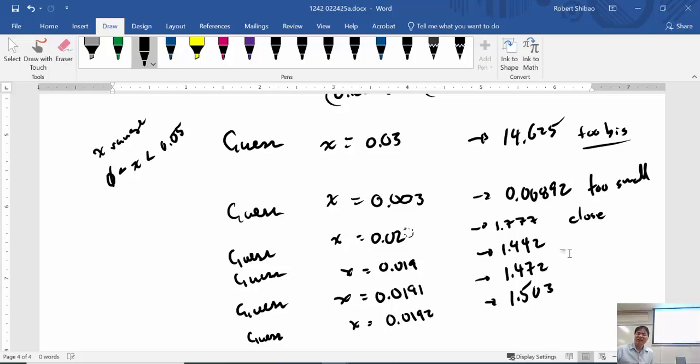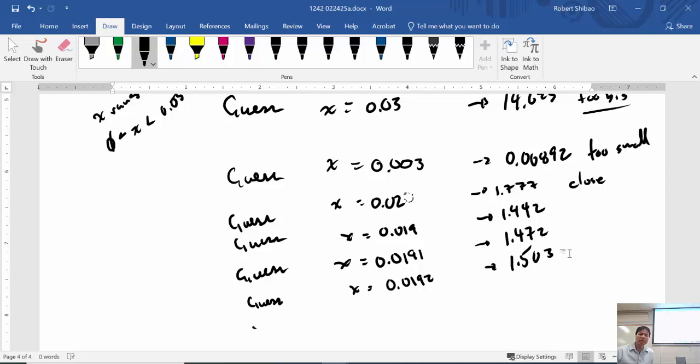So it's too big now. And so what would your next guess here be? Yeah, so we look, is it closer to 191 or 192? 191. So I'm going to go 191.3. That sounds reasonable. Let's go with 191.3 and see what happens here. Okay, so 0.01913.